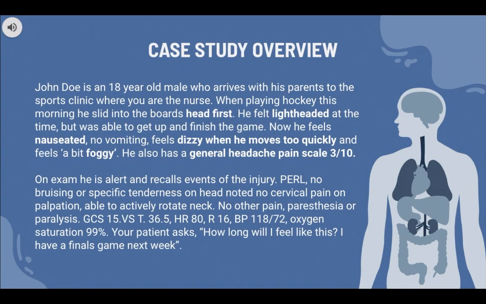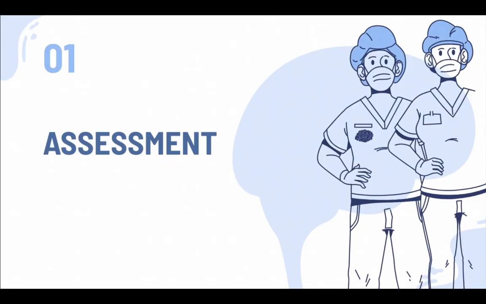Case Study Overview. John Doe is an 18-year-old male who arrives with his parents to the sports clinic where you are the nurse. When playing hockey this morning, he slid into the boards head first. He felt lightheaded at the time but was able to get up and finish the game. Your patient asks, "How long will I feel like this? I have a finals game next week."